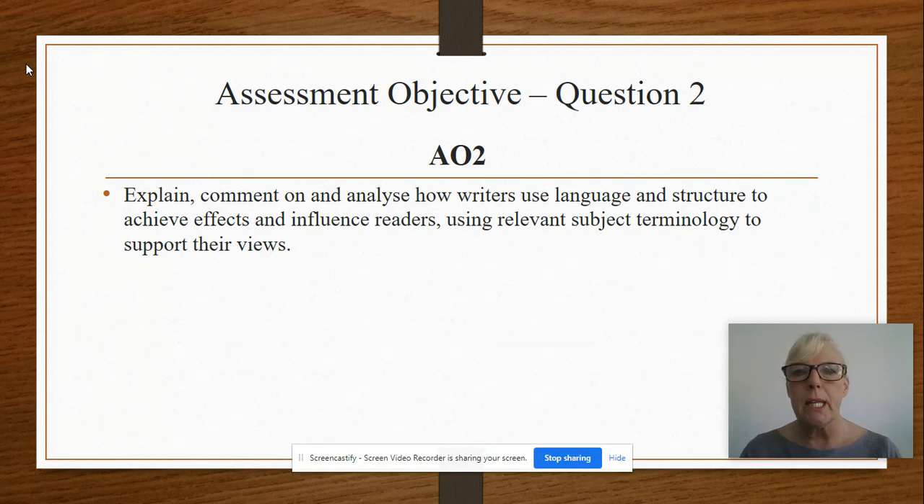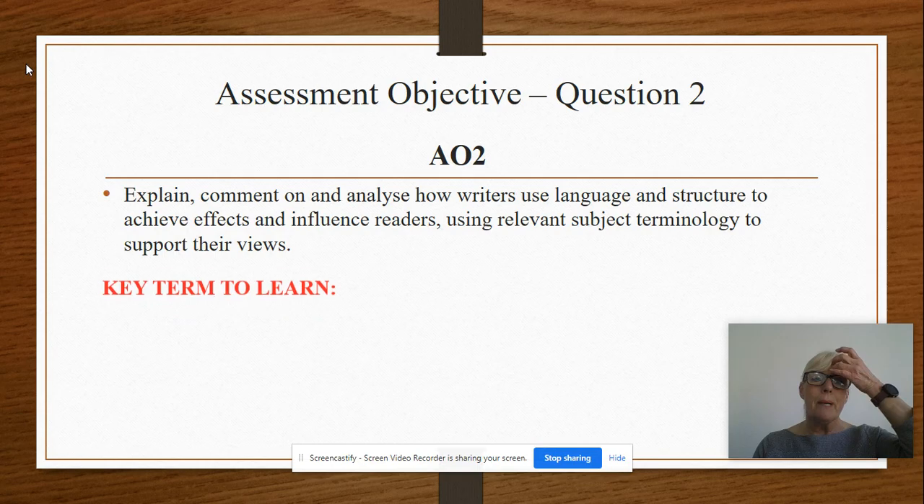The most important thing that we need to know is our assessment objectives. So always remember to learn what they are. You need to know what you need to do to get the examiner to give you some marks, basically. And the AO2 skill is the one that we need to focus on here. Explain, comment on, and analyse how writers use language and structure to achieve effects and influence readers using relevant subject terminology to support their views.